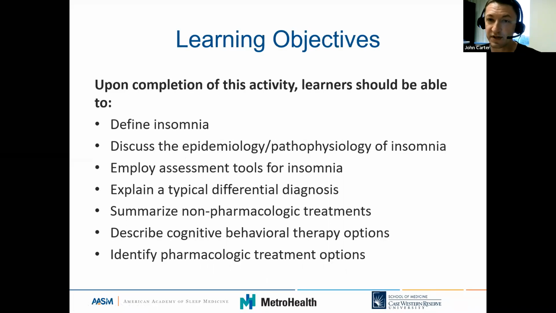These are the objectives for today. We're going to go over some definitions, of course, about insomnia, discuss a little bit about what we know about the epidemiology and pathophys, look at some of the assessment tools that we use routinely, mostly on a clinical basis, although there are a number of research tools that are available as well. Look at some things around differential diagnosis, and then talk about treatment, both non-pharmacologic as well as pharmacologic treatment options.